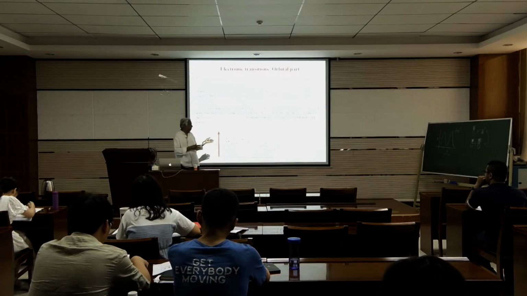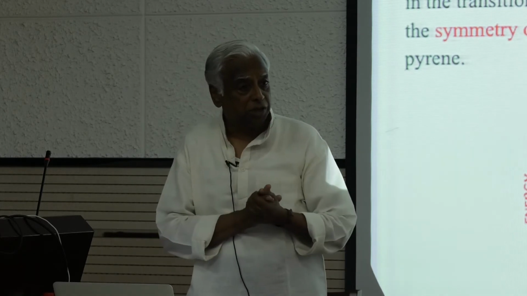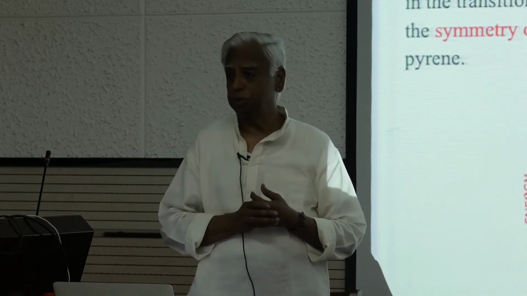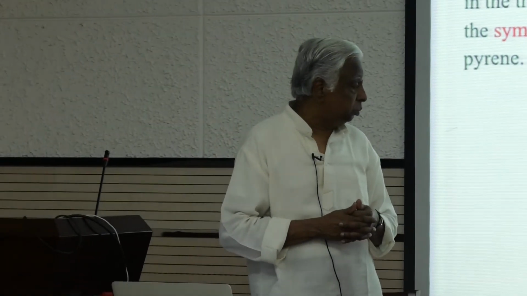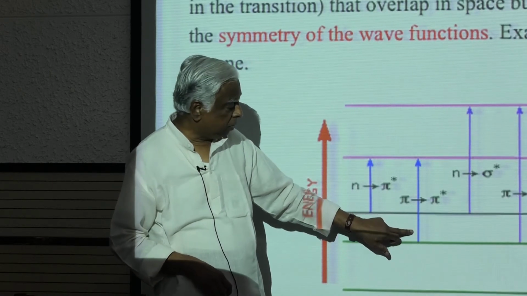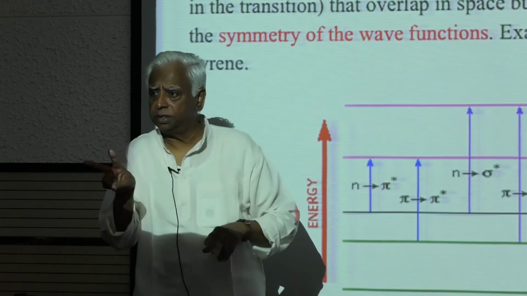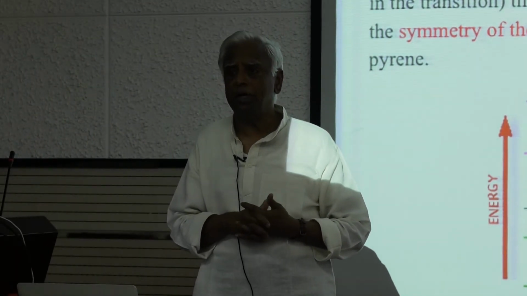So now, there are different types of transitions here. You can see there's a pi to pi star, there is an n to pi star, and then pi to sigma star. But all transitions are not equally probable. Some of them are probable, some of them are less likely. So the first rule is, for the transition to be more likely, look at the two orbitals involved in the transition, for example, n to pi star or pi to pi star. In the pi to pi star transition, the two orbitals are pi and pi star. So these are the two orbitals that are involved. You only have to focus on those two orbitals and make a decision whether this is going to happen or not going to happen. Okay.